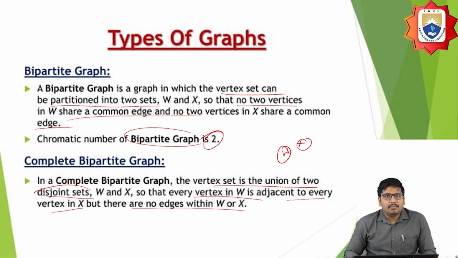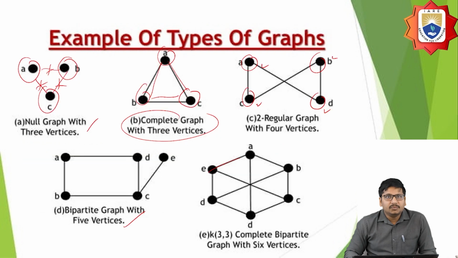And bipartite and complete bipartite graph. So a bipartite graph is a graph in which the vertex set can be partitioned into two sets so that no two vertices within the same set share a common edge. And complete bipartite means that the vertex set is the union of two disjoint sets such that every vertex in one set W is adjacent to every vertex in X. So these are the various examples of graphs: null graph, complete graph, regular graph, and bipartite graph.